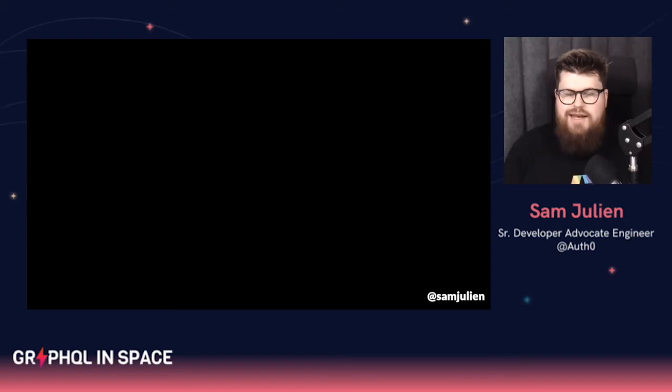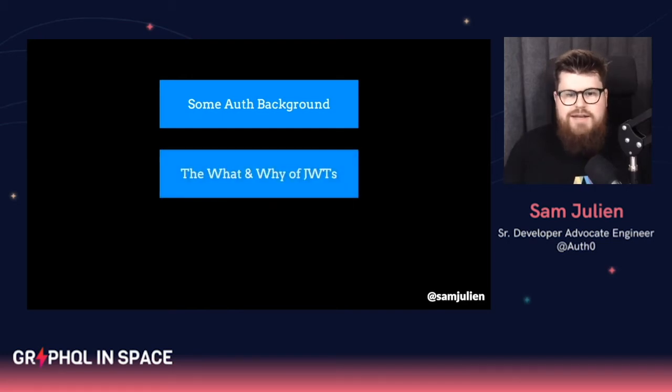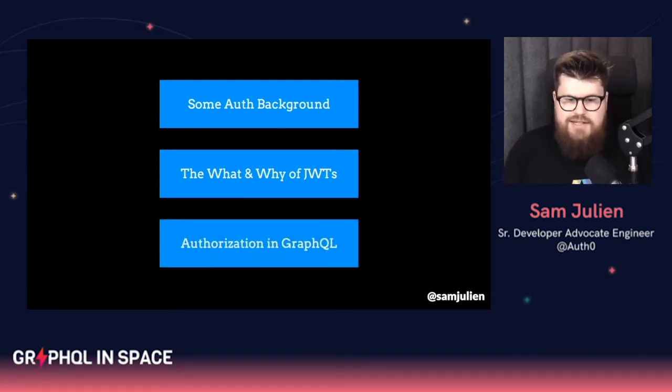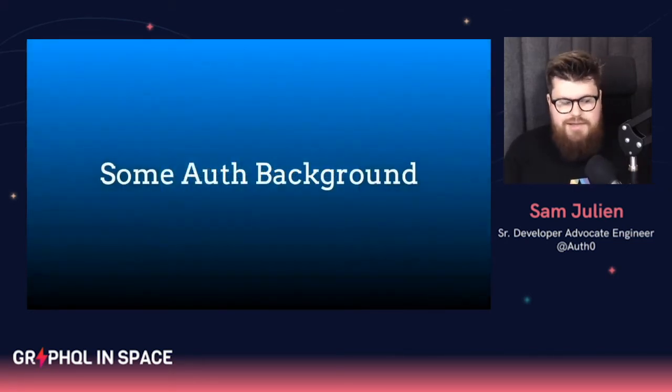Okay, so in this talk, what we're going to do is first we're going to have some auth background. We're going to talk about some concepts of auth, and then we're going to get into JWTs. What are they? Why do we use them? And then once we cover that, we're going to focus on authorization in GraphQL. So let's jump right in. First, let's cover some auth background.